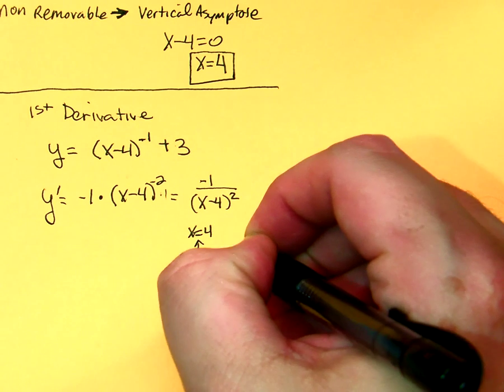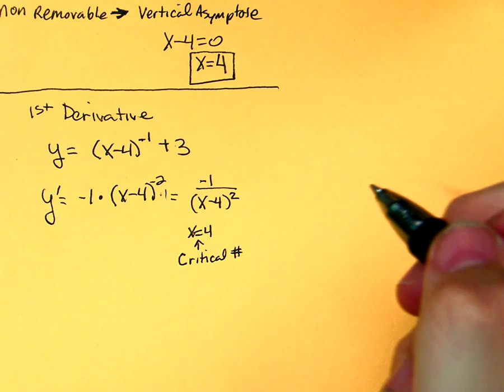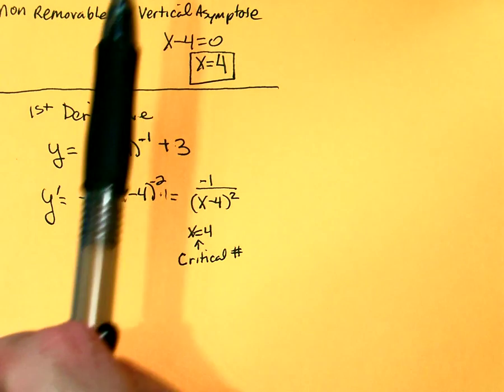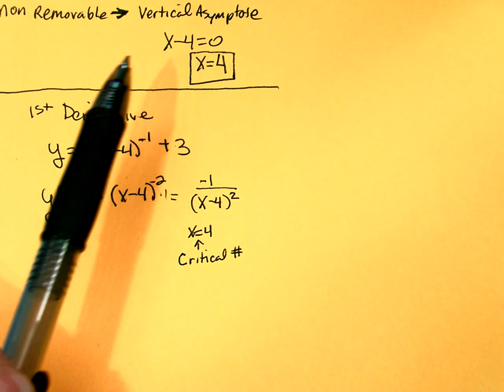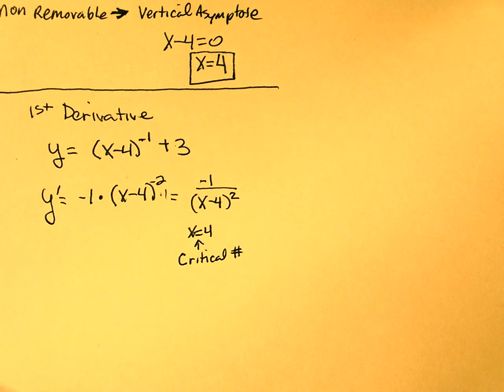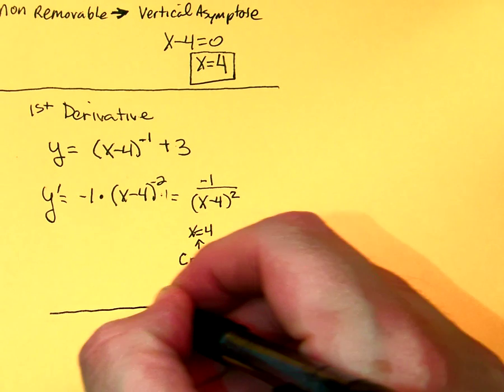We can use this critical number even though we know the function doesn't exist there. So we're not going to get a maximum or a minimum value there, but we can figure out if it's increasing or decreasing. So I can still do a sign test at 4.